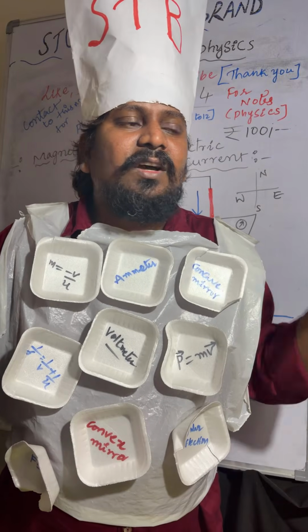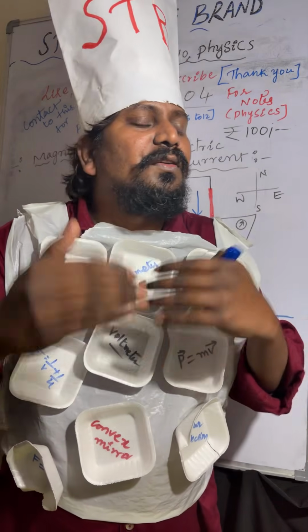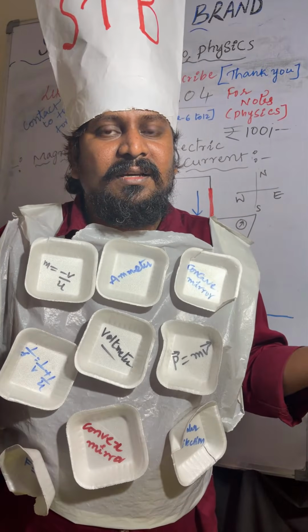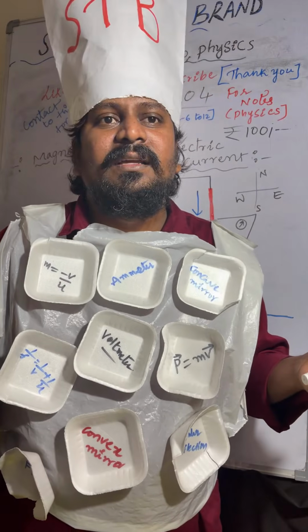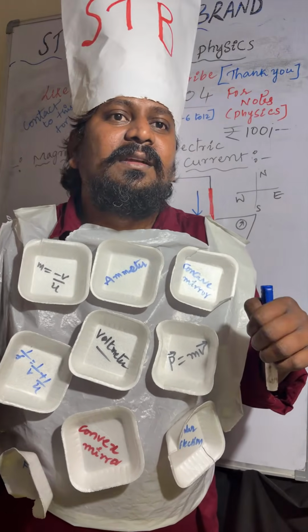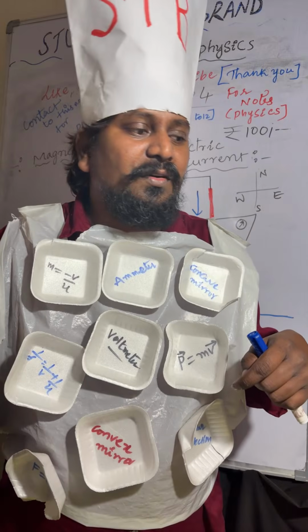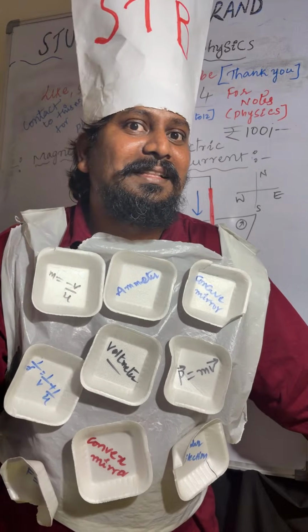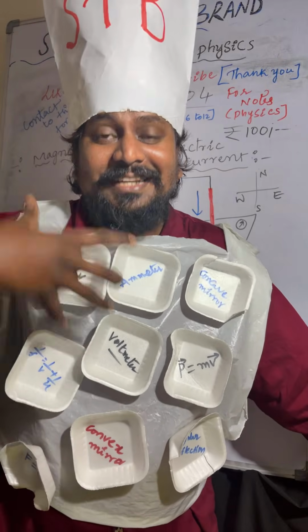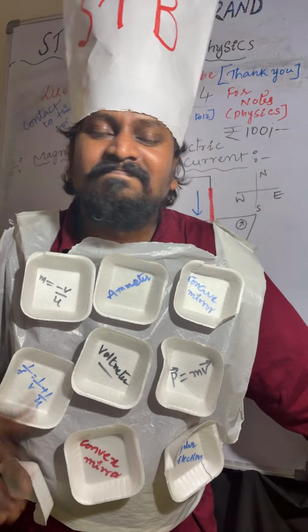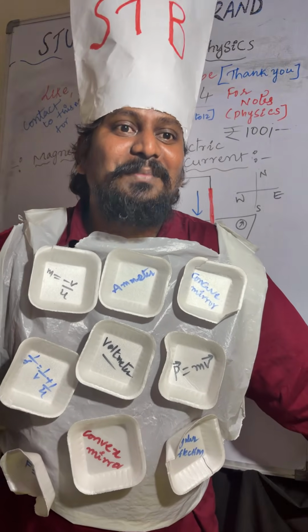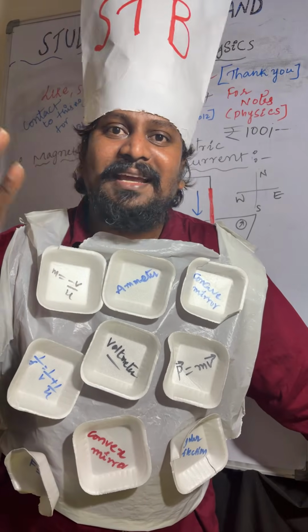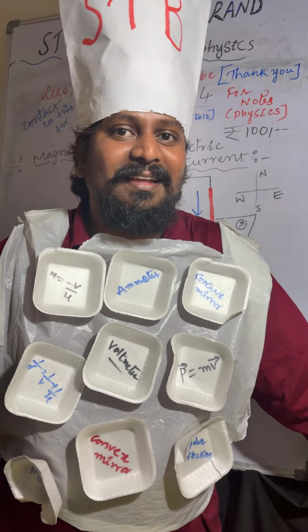So for that, what you have to do is practice a number of questions related to this concept, especially the right hand thumb rule. And one more thing: the next topic is a current carrying conductor placed in an external magnetic field experiences a force. There we will use one more rule. By combining these two, the questions will be outstanding.